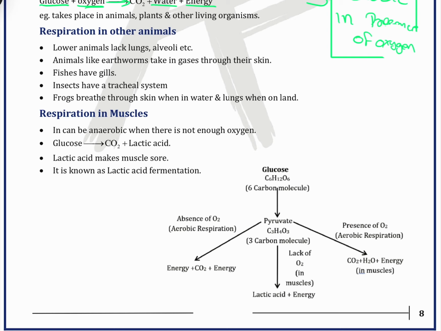Lack means lower animals like lizards and frogs. Some frogs have them, but some others, like fishes, lack lungs and alveoli. Lack means they don't have them, or they have very few. Animals like the earthworm, examples are given. Earthworms take in gases through their skin. Fishes have gills, insects have a tracheal system.